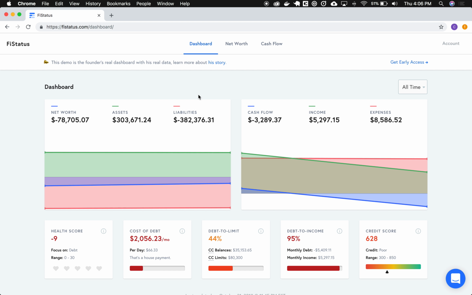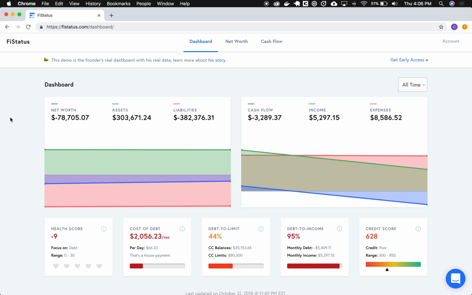Let's go over the demo. So this is the dashboard. It's pretty simple. It's like most dashboards here. On the left-hand side, we talk about the net worth. And your net worth is essentially your assets minus your liabilities. Your assets are things that you own, such as your house or jewelry or just cash, right? And your liabilities are essentially your debts, your loans, right?